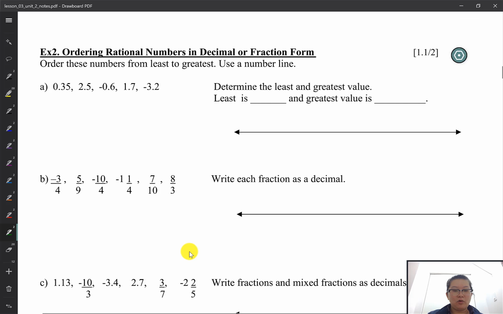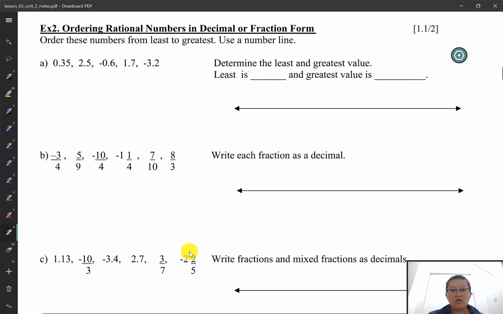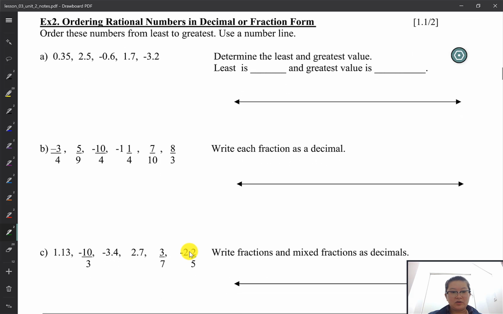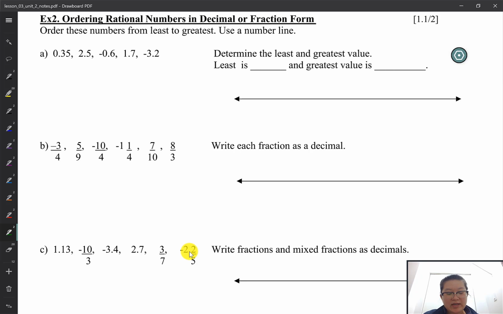Okay, example 2, ordering rational numbers in decimal or fraction form. So what I will do is I am going to do A, and maybe you can try B and C, because the idea is pretty similar compared to the one before, okay? So let's start with A.